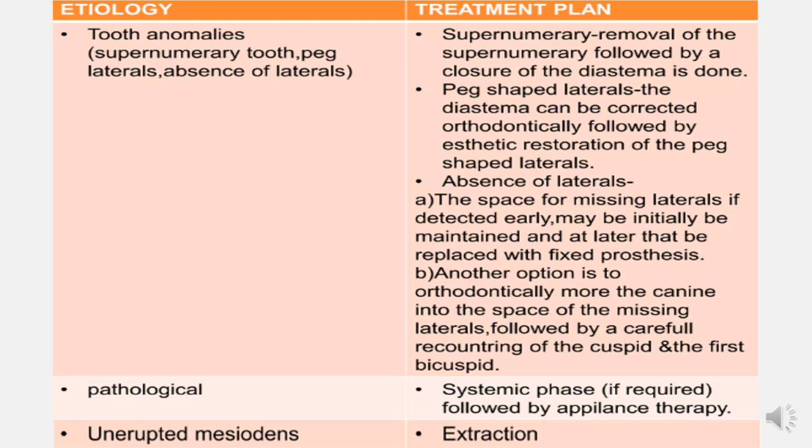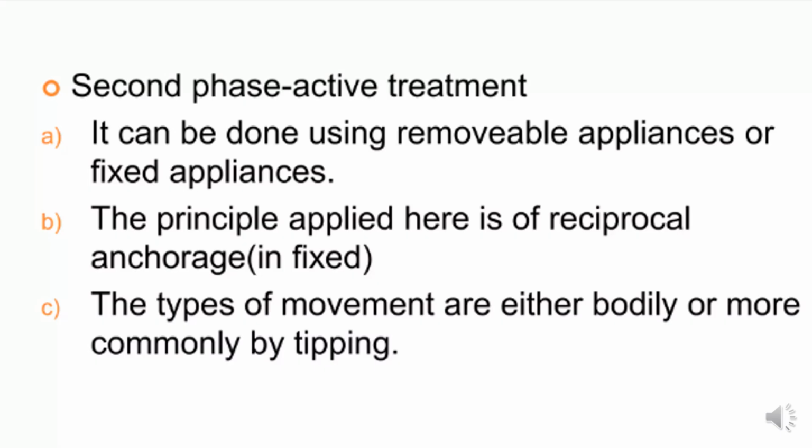Another option is to orthodontically move the canines into the space of the missing laterals, followed by a careful recontouring of the cuspid and the first bicuspid if required to simulate the lateral and cuspid respectively. Pathological or juvenile periodontitis can be treated by systemic phase if required, followed by appliance therapy.